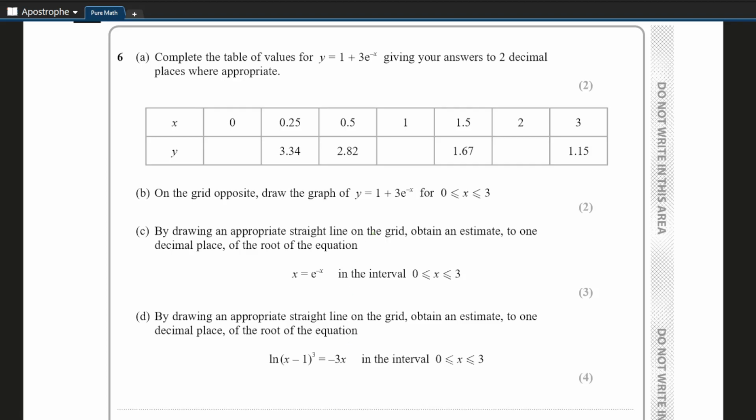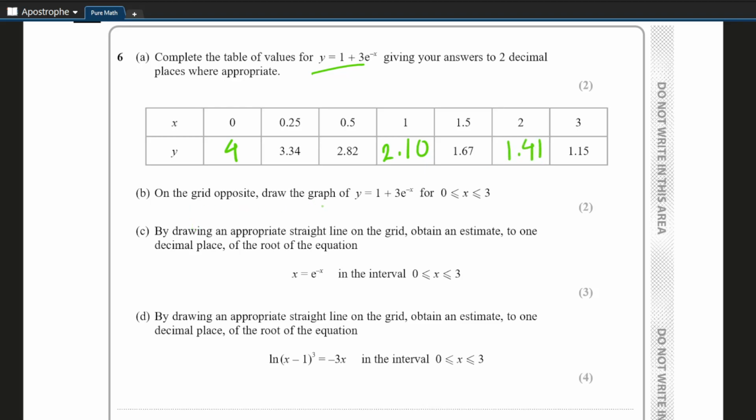Hi everyone. Let's look at question number 6. So we have to complete this table using this equation. So I'm gonna use my calculator for that. This is gonna be 4. This is 2.10, and this is 1.41.